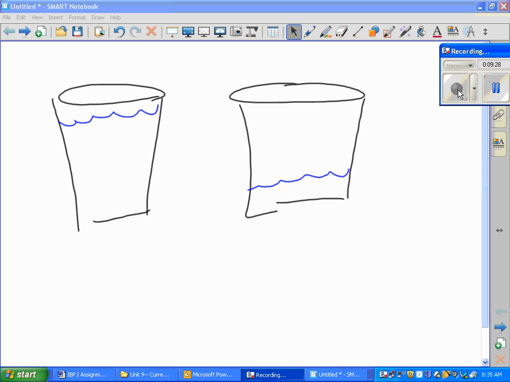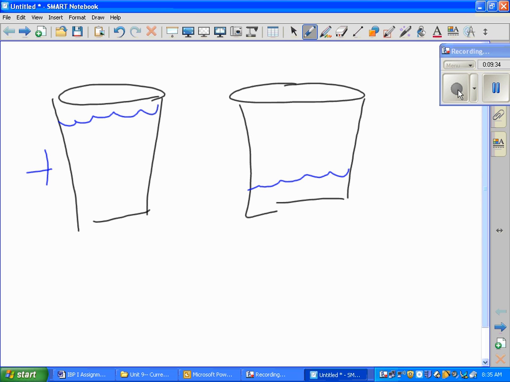Okay, so here's our analogy. I got 2 buckets of water. One's full and one's empty. This would be like high potential, and this would be like low potential. If I was then to connect the two with a tube, what would happen? It would even out. Water would flow, correct? It would flow from the high potential to the low potential. So that's kind of what happens with electricity.